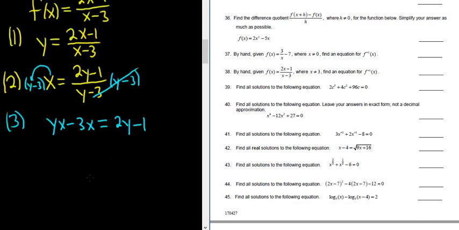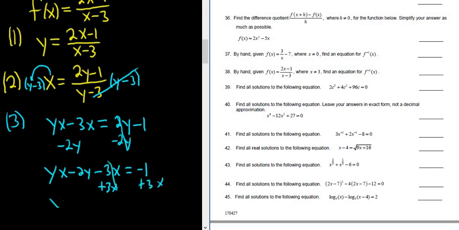Okay, so we're looking for y. The goal is to get all of the y's on one side by themselves. So I'll subtract the 2y from both sides. So we get yx minus 2y minus 3x equals minus 1. We almost have all of the y's on one side by themselves, so now we'll add the 3x. So we get yx minus 2y equals 3x minus 1.